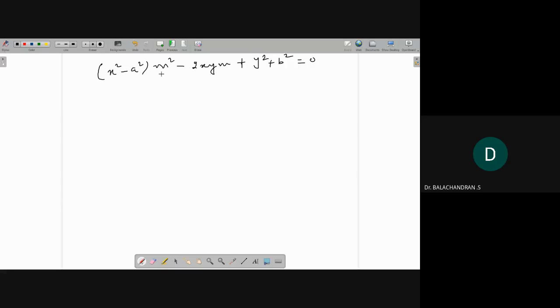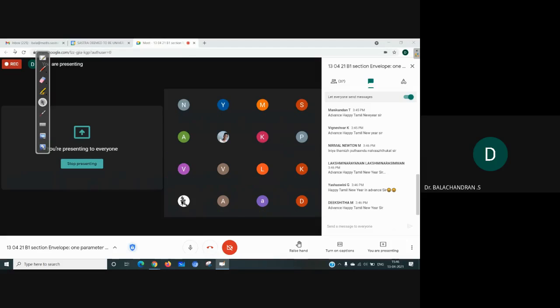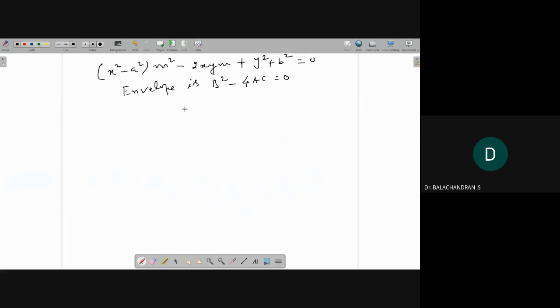So we'll try to solve this problem. x square minus a square. So this is a quadratic in m. But the envelope is what? What is the equation of the envelope? Envelope is b square minus 4ac equal to 0. So what is b? Here b is minus 2xy. Minus 2xy whole square minus 4 into a, which is x square minus a square. And c is what? b square plus y square. Yeah, b square plus y square equal to 0.